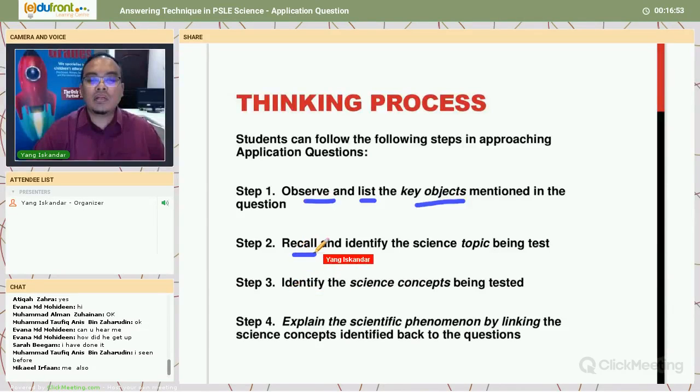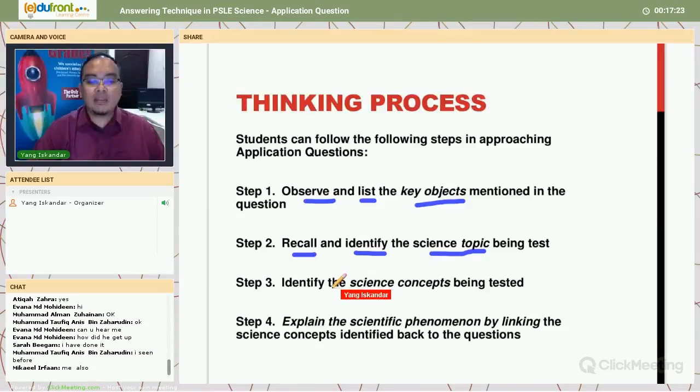Step number two, recall and identify science topic. From primary 3 to primary 6, there are many science topics that you have learned, right? Primary 3, you learn about plants, you learn about material. Primary 4, you learn about heat, light, and then primary 5, you learn about plant reproduction, electricity. So you must be able to identify the science topic which is relevant to the question. If you're not able to identify the science topic, then we are in big trouble.